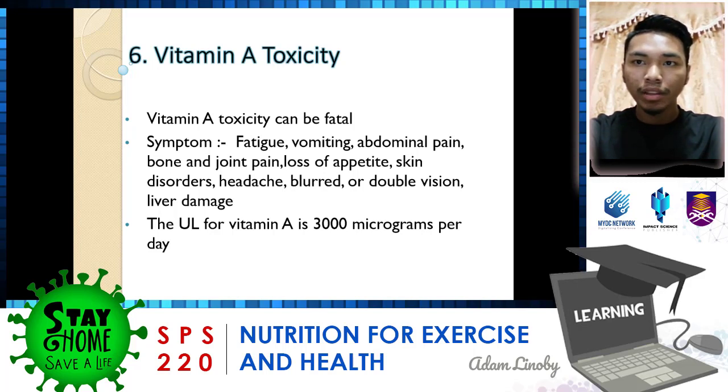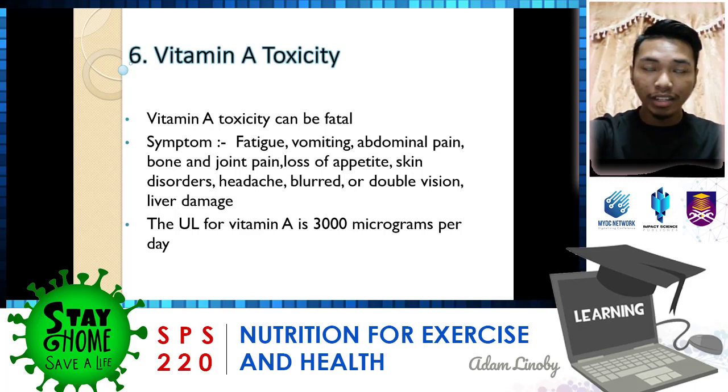For vitamin A toxicity, it can be fatal. The symptoms of this toxicity are fatigue, vomiting, abdominal pain, bone and joint pain, loss of appetite, skin disorders, headache, blurred or double vision, and liver damage. The UL for vitamin A is 3000 micrograms per day.